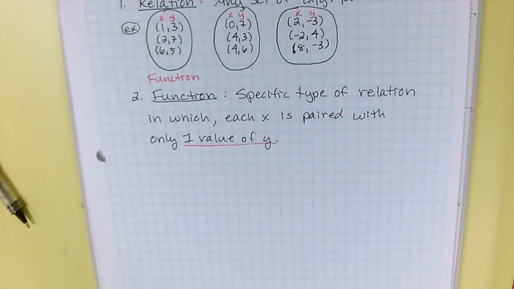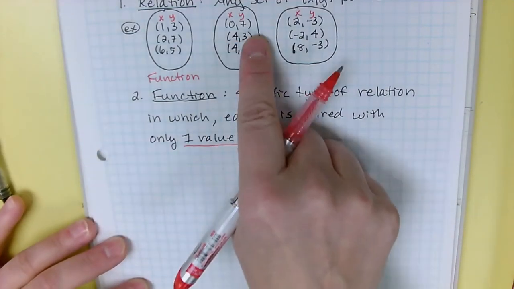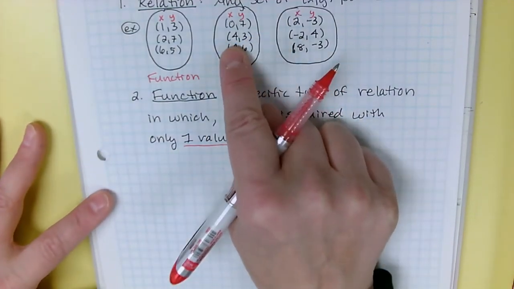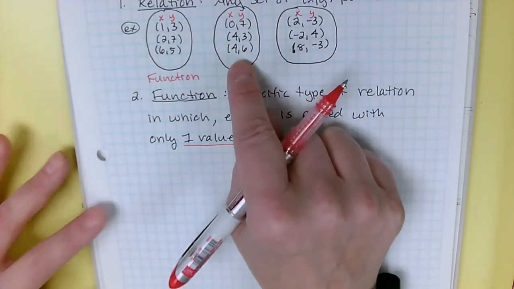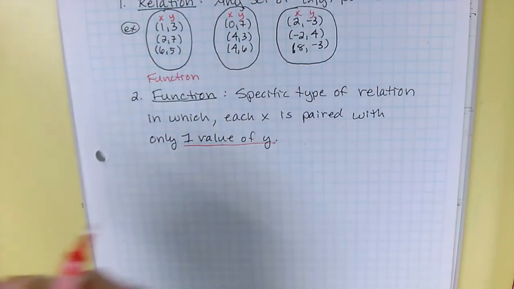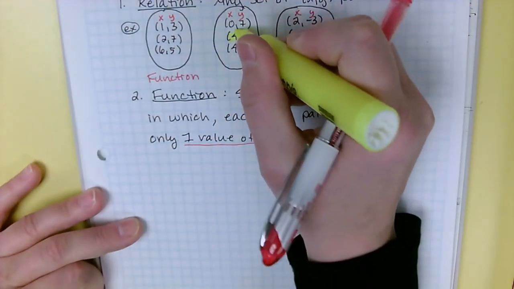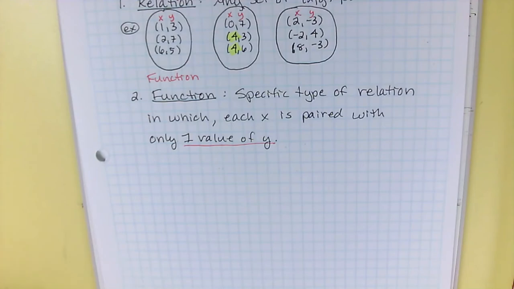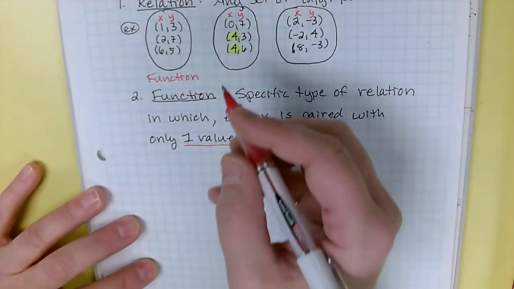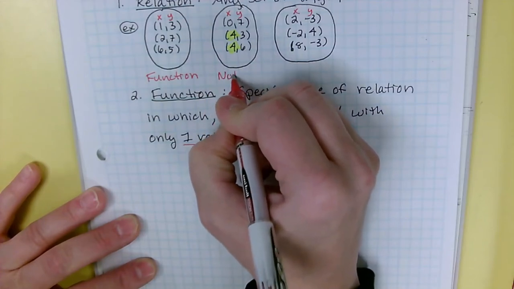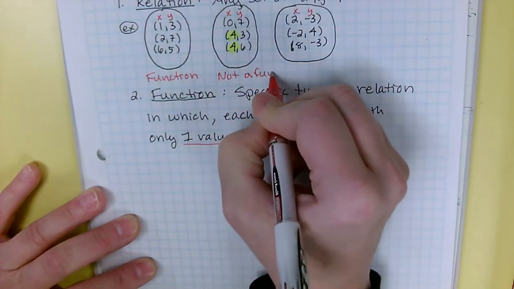Now let's look at the middle one. I have a 0 with the 7, that's fine. A 4 with the 3, that's fine. But then I have a 4 with a 6. So the 4 is paired with 2 different Y values. It's paired with a 3 and a 6, which is why this middle relation is not a function.